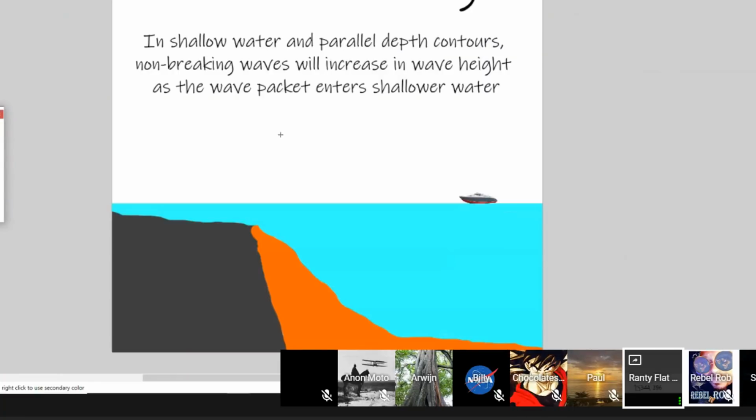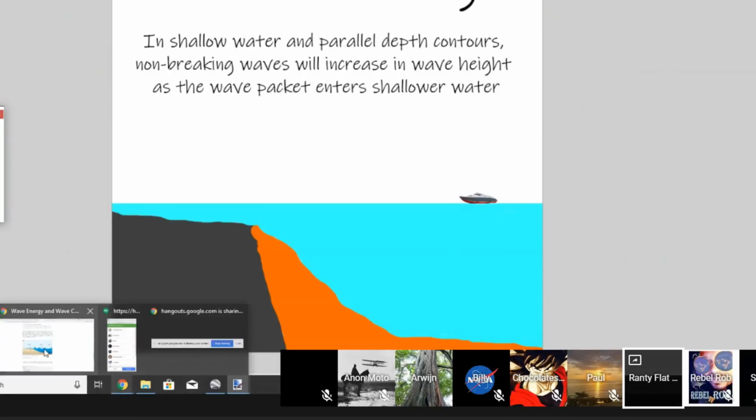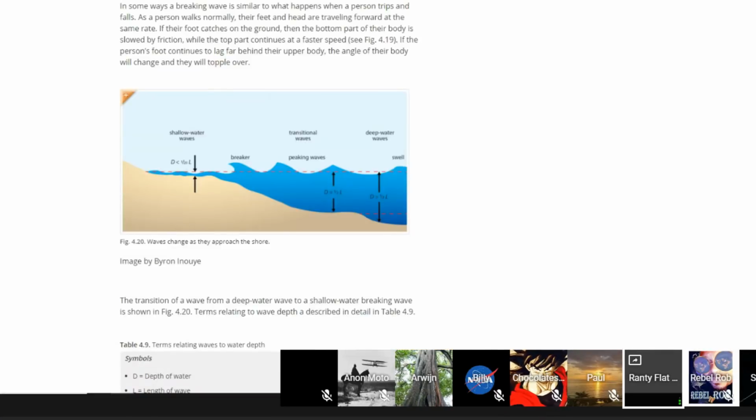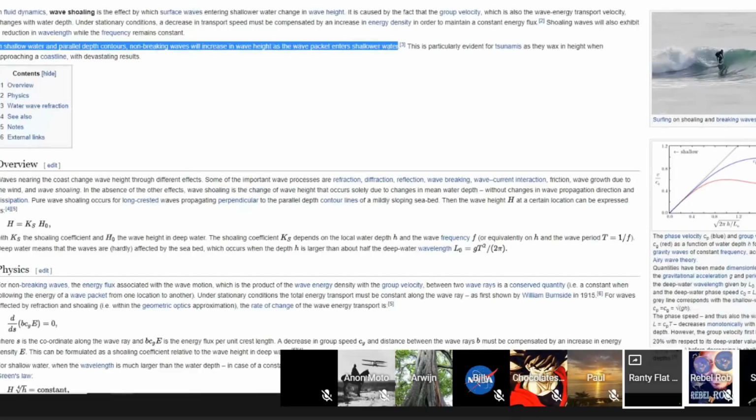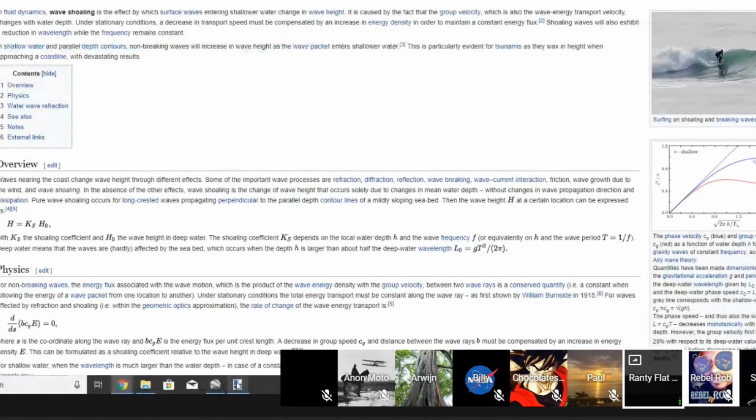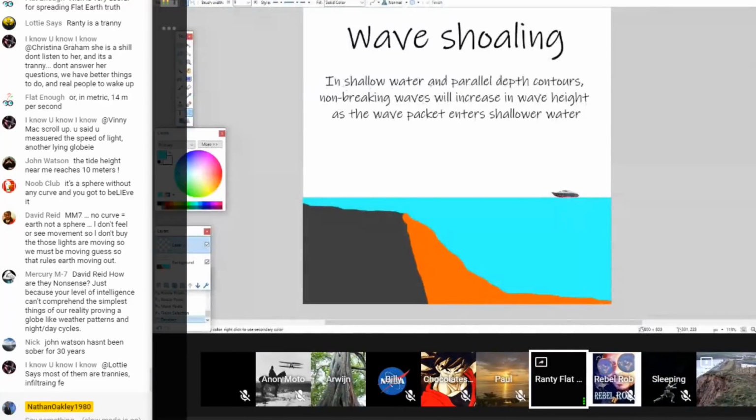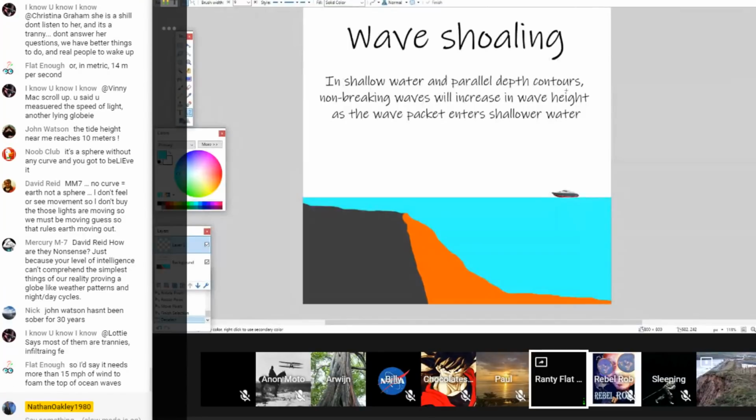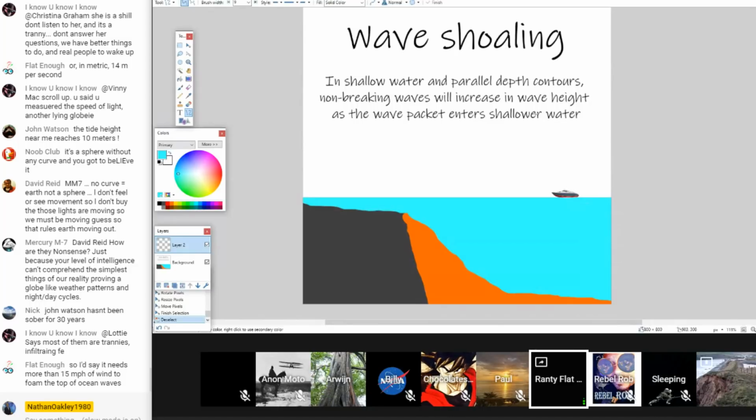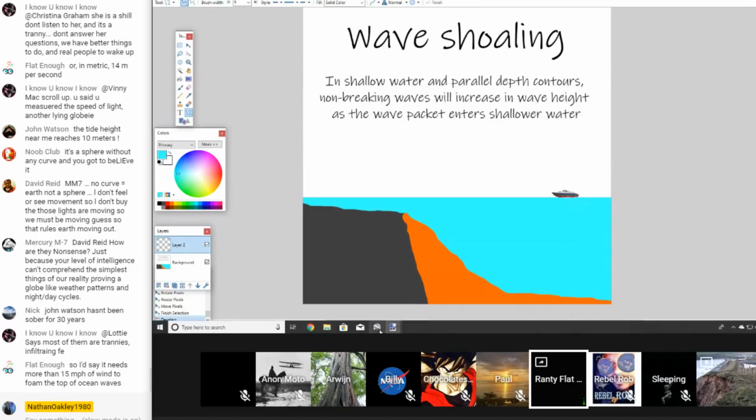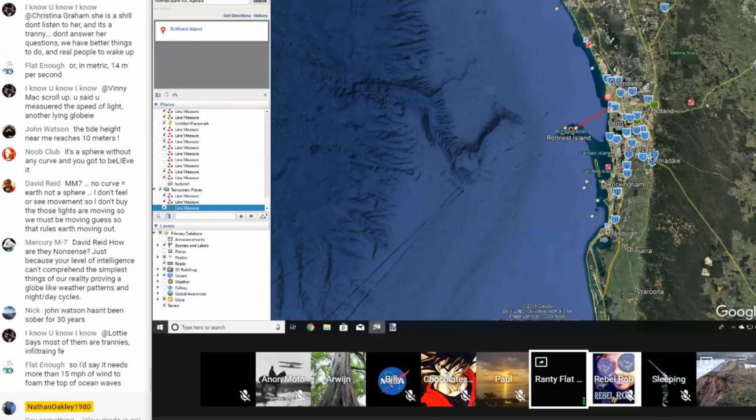And this is taken from, where's it taken from? Let me just bring it up so that you can see, wave shoaling. So this is taken from wave shoaling here on Wikipedia. If we go back to the image, I'll just read off what it says. It says, in shallow water and parallel depth contours, non-breaking waves will increase in wave height as the wave packet enters shallow water.